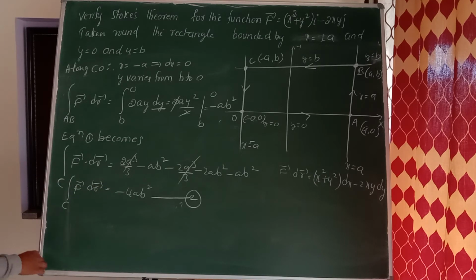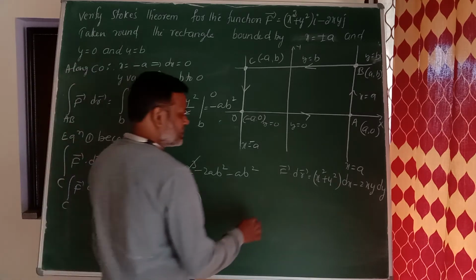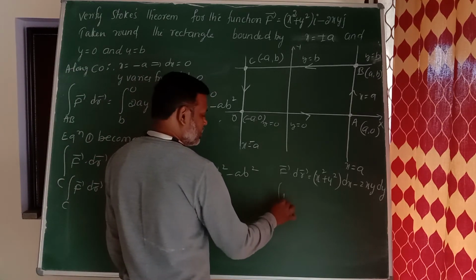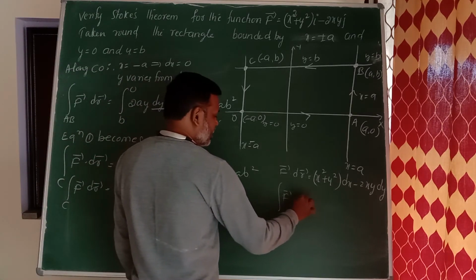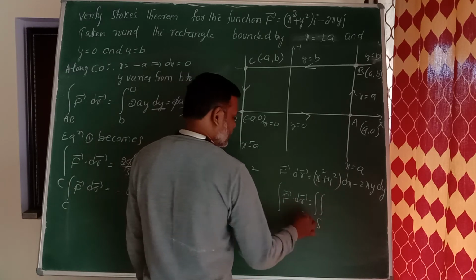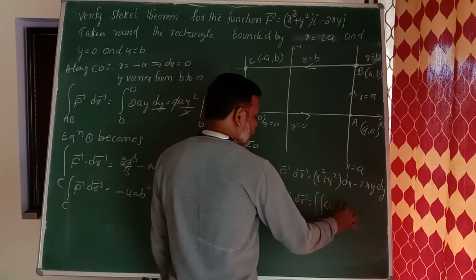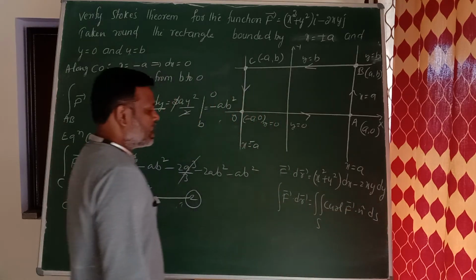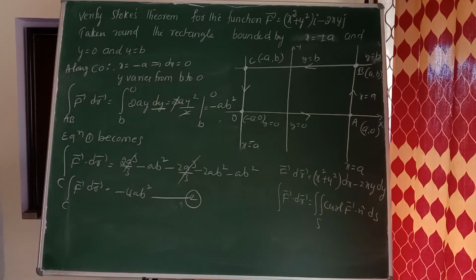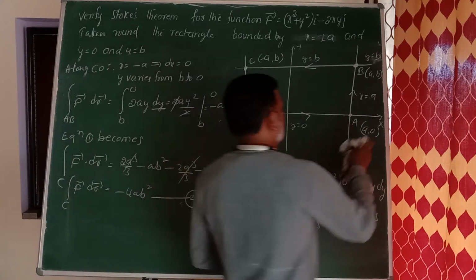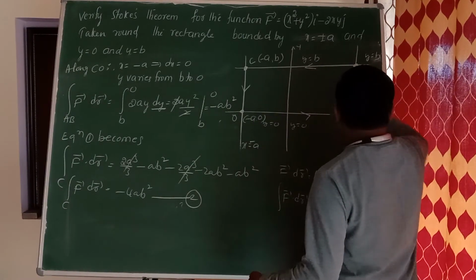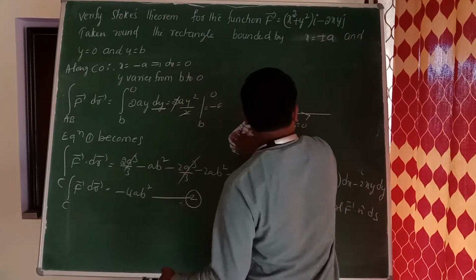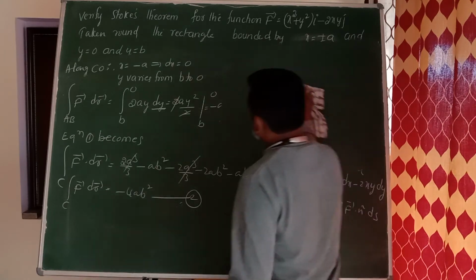Now we have to look at the right part. Stokes theorem says that the line integral of F dot dr is equal to the double integral over the surface of curl F dot n cap into dS. So now let us find curl F, which is nothing but del cross F. We have to find del cross F first. Now there is no requirement of the figure; it is required only for the LHS part, not for the RHS part.